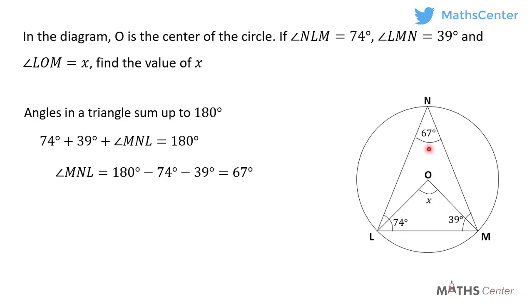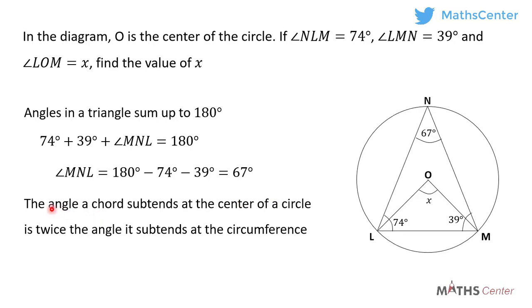This information can help us to get the value of x, because we know that in a circle, the angle a chord subtends at the center of the circle is twice the angle it subtends at the circumference. If we look at the diagram here, we can see that the chord LM subtends the angle x at the center and subtends an angle of 67 degrees at the circumference.